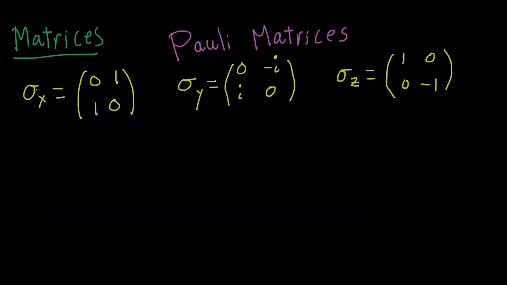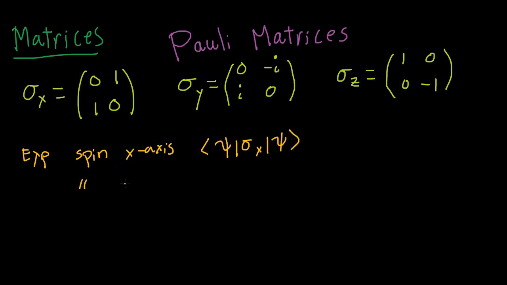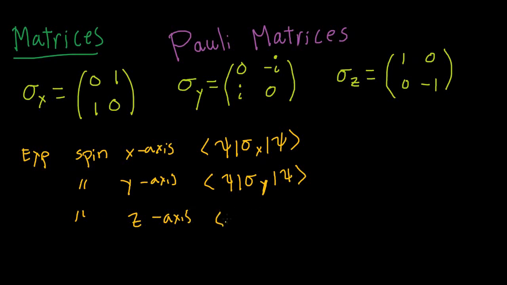Now, just to belabor the point, the expectation value of spin along the x-axis is the inner product of psi with sigma sub x acting on psi. Along the y-axis, you just got to put sigma sub y in there, and along the z-axis, you just got to put sigma sub z in there.